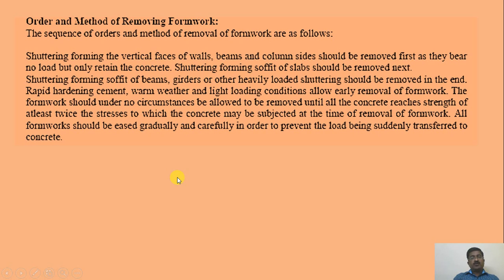A very important thing in the shuttering or the formwork is the order and method of removing the former. So shuttering forming the vertical faces of walls, beams and column sides should be removed first, as they bear no load but only retain the concrete. Shuttering forming the soffit of slab should be removed next. Shuttering forming soffit of beams, girders or heavily loaded shuttering should be removed in the end.